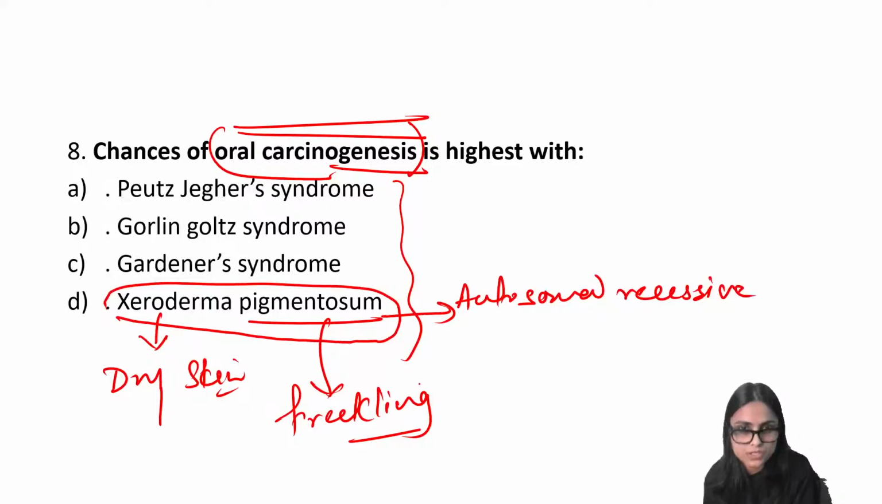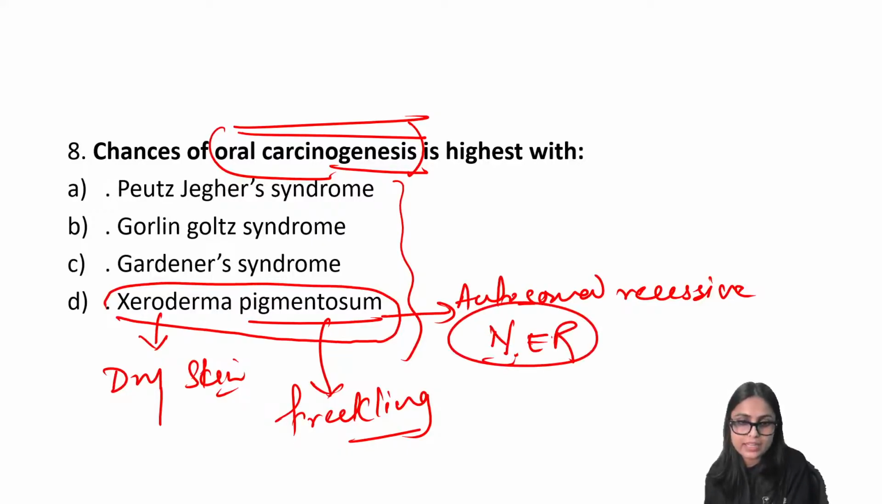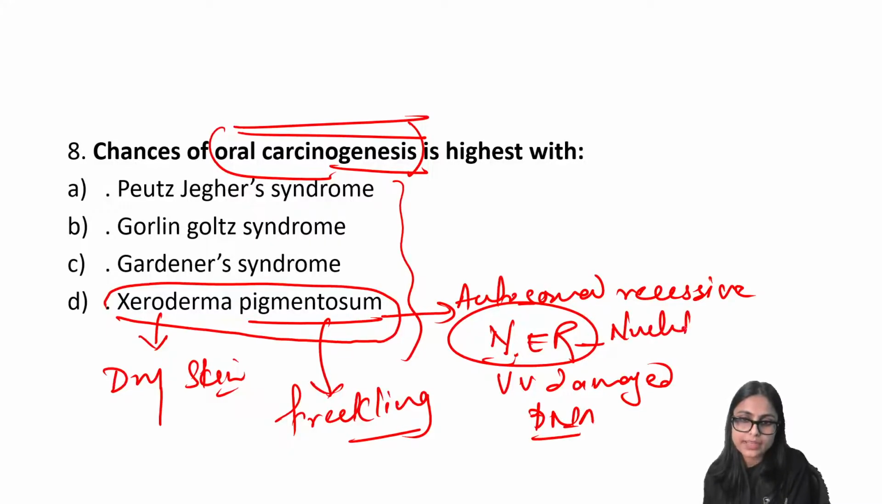Autosomal recessive condition. Okay, what exactly happens here is there is a defect in nucleotide excision repair, NER, in UV damaged DNA. UV damaged DNA. Nucleotide excision repair.